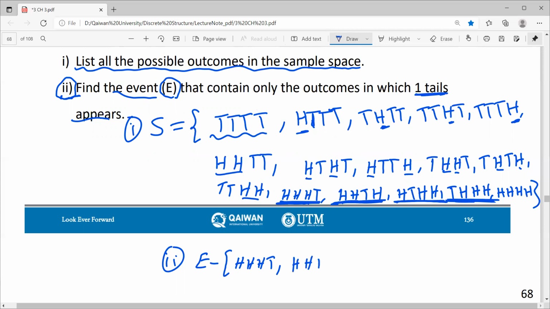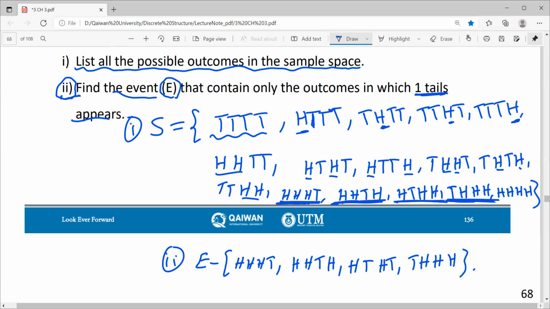Head, tail, head. Head, tail. Oh, sorry. Tail, head. We have only these four possible outcomes with only one tail. So this is the answer for the second part. Here, it's asking about only the events. It's not asking about the probability.